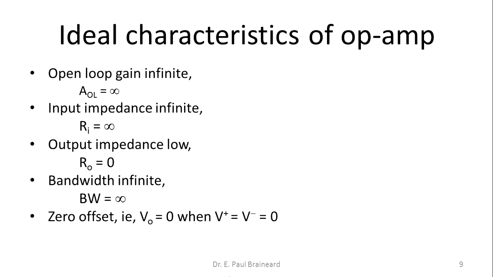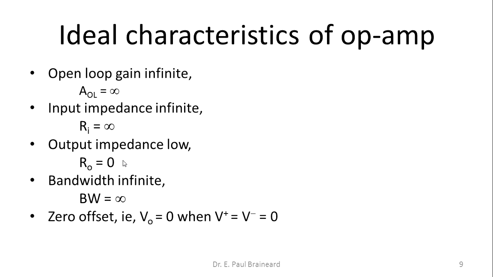Next, we move on to the ideal characteristics of operational amplifier. The first one is the open loop gain of the operational amplifier is infinite. That is very high voltage gain. The input impedance of the operational amplifier is infinite. The output impedance is very low or it is 0. These points we have discussed while discussing the block diagram of OpAmp.